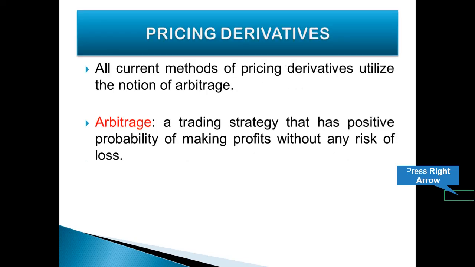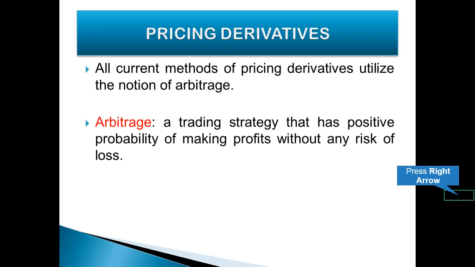Pricing derivatives. All current methods of pricing derivatives utilize the notion of arbitrage. What is arbitrage? Arbitrage means you have an unfair game: a trading strategy that has positive probability of making profits without any risk of loss. Suppose you don't have any money, you borrow something from your friend, and you always earn money from that. It cannot happen.